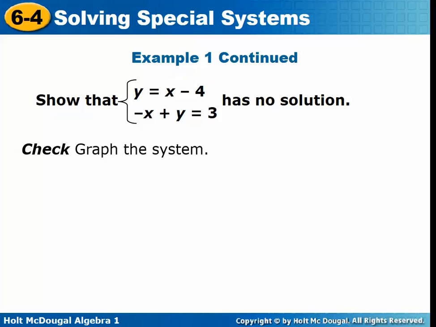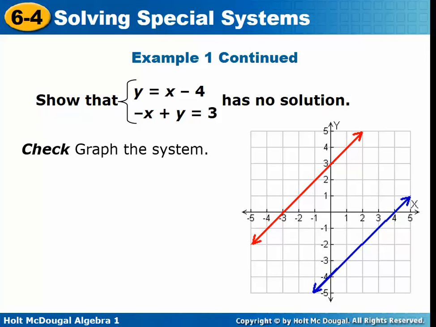Another way we could use to find this is we could graph the system, and this would be a good check. So when we graph the top one, y equals x minus 4, we get this purple line. And when we graph this, y equals x plus 3, we get the red line. When we graph these, especially if we use Sketchpad or technology, we can see that these are parallel lines. They will never intersect, so there will be no solution.